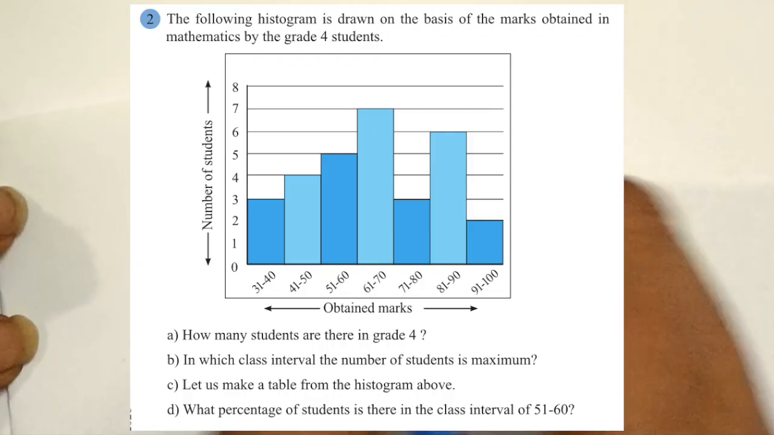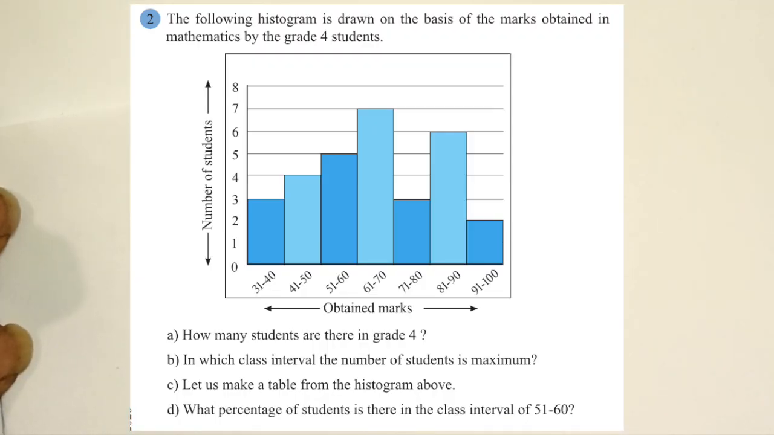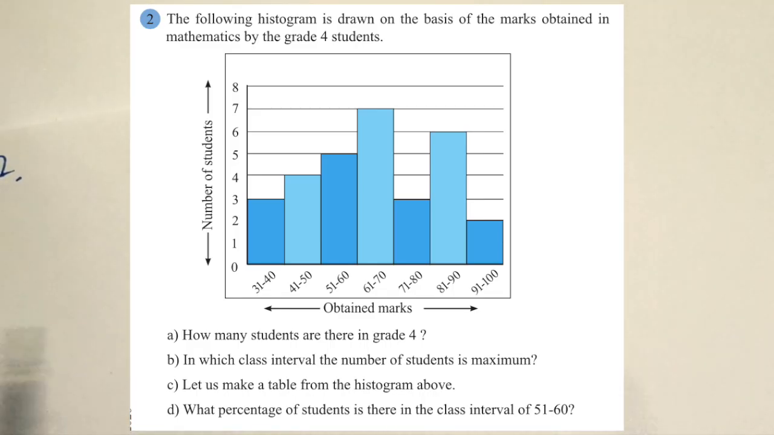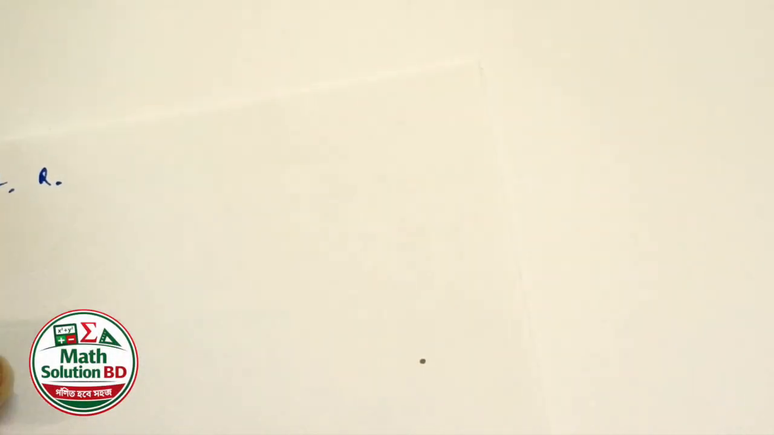In English version mathematics class 5 chapter 9 number 2. We are given a chart, a histogram diagram, and how many students are in class 4 grade. How many students in class 4? Here is the diagram.